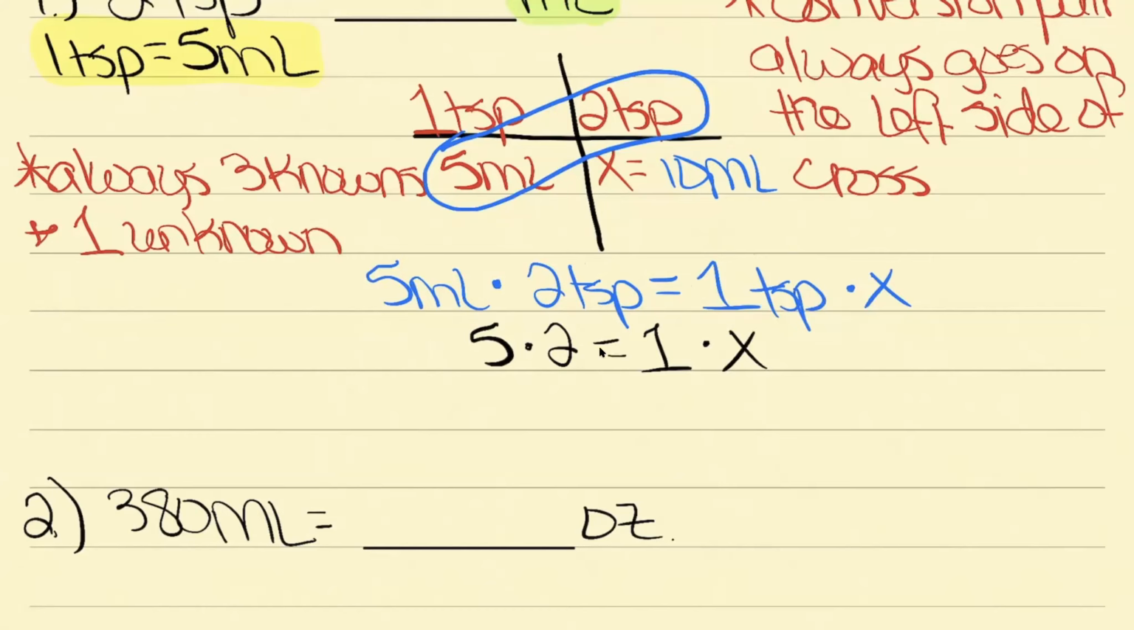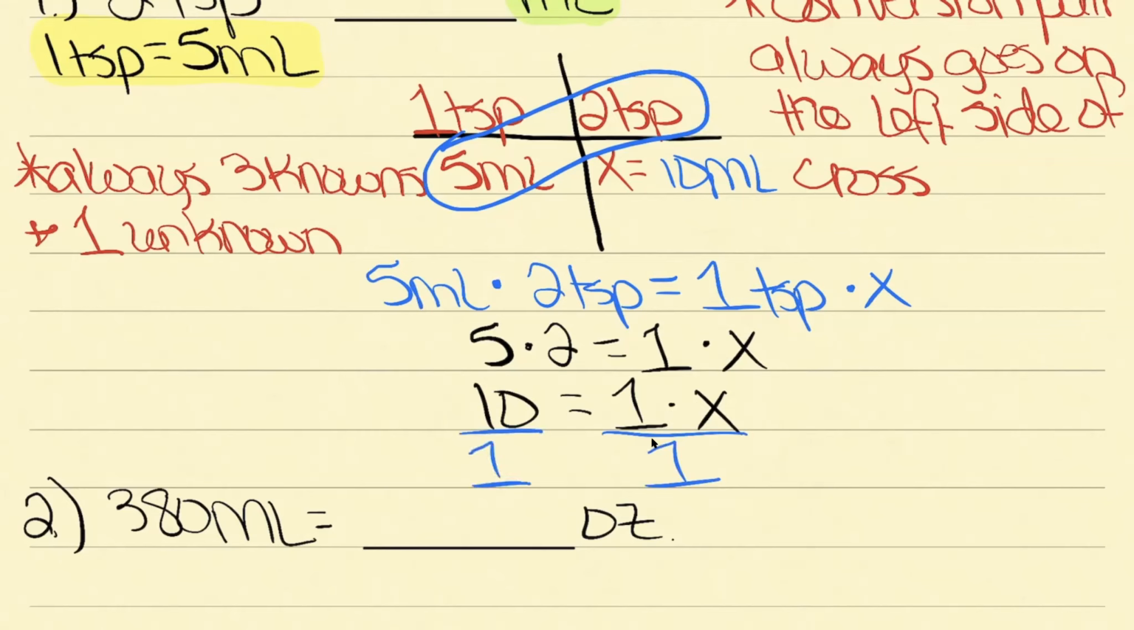Okay, so 5 times 2 equals 10. So that leaves us with 10 equals 1 times X, which is 1X. But we want to get X on a side by itself because we're solving for X. So we want to get X alone. So in order to do that, we have to do the opposite of what's being done to this 1. So the 1 is being multiplied. So what's the opposite of multiplication? Division. So then we divide by 1. To get X by itself, we divide by 1. But what we do on one side of the equation, we have to do on the other side of the equation.